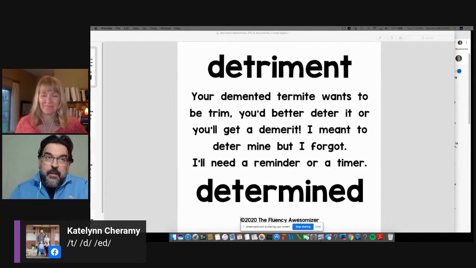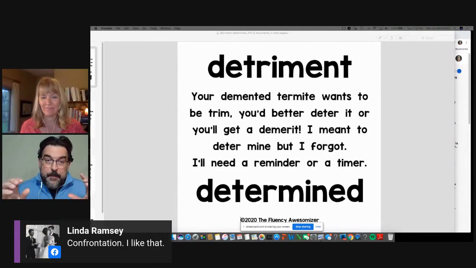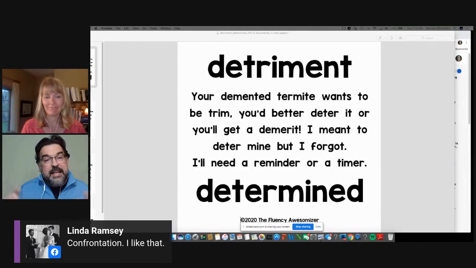I created these as a confrontation. With the two multisyllabic words, I know the reader is going to be confronted with a word, but more importantly, what I predict is going to be what they guess. I predict they're going to guess determined when I put the word detriment in front of them. So that's the confrontation. And then in the passage is the practice.